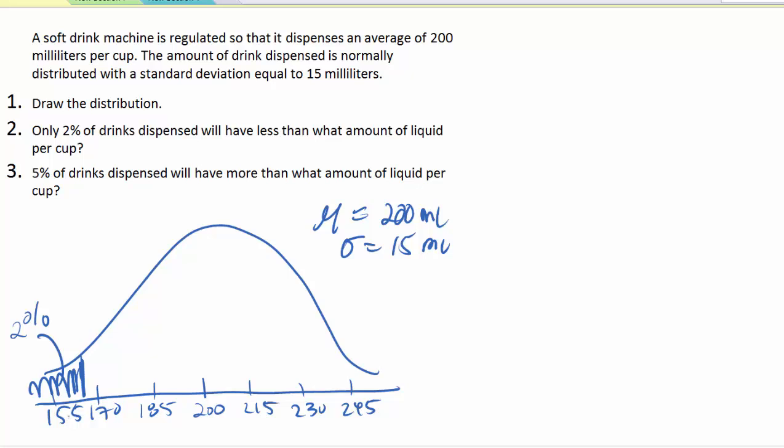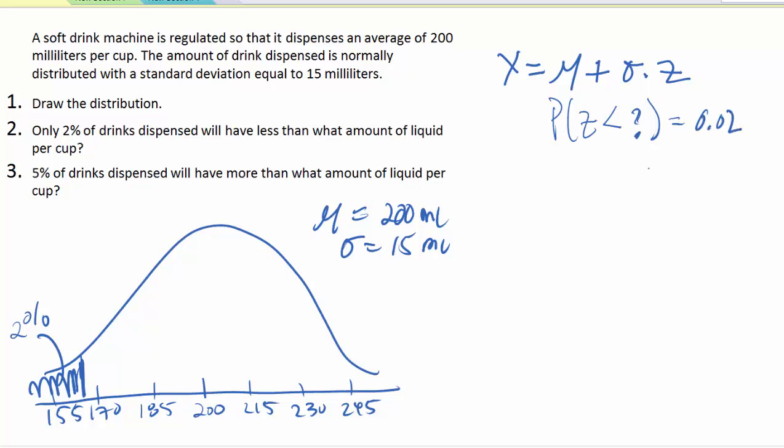So the first step is we have to remember the formula in finding this value. It is x will be equal to our mean plus sigma times z, where z is the value in which 2% of our data will fall below in the standard normal distribution. So we want to find the probability that z is less than some mystery z, which is equal to 0.02. So we need to find this z-score essentially. So z will be equal to something in which the area that falls below that is 0.02.